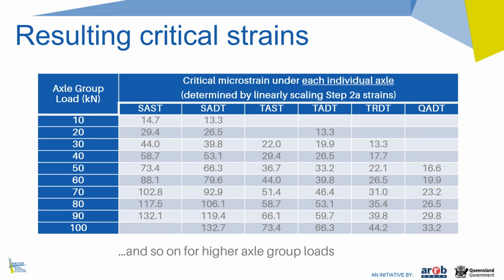So down the left-hand side we've got the load levels in 10 kilonewton increments. We've then got a column for each of our 6 common heavy vehicle axle group types, and then under that we've got the tensile microstrain at the bottom of the asphalt under a single axle. So it's not the strain under the complete axle group, it's just the strain under a single isolated axle from that group. The strains from this table are then used to calculate the allowable loadings using the asphalt fatigue relationship, which is the next step.